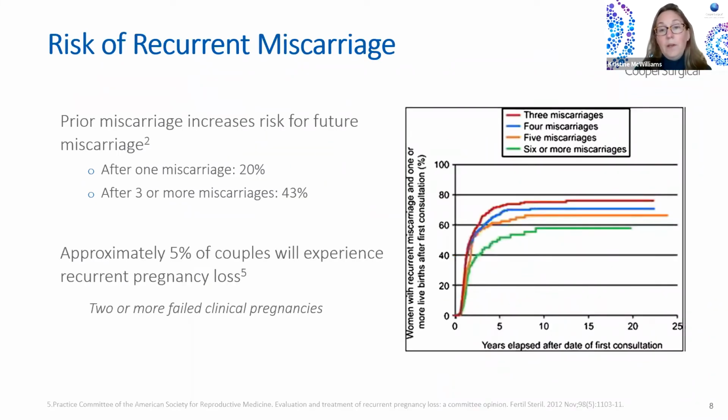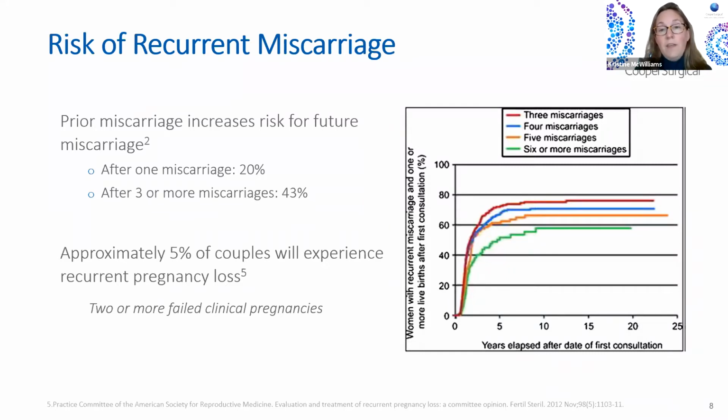Many women will experience more than one miscarriage in a lifetime. In fact, prior miscarriage does increase the risk for future miscarriage. After one miscarriage, it's about a 20% increase that there will be a second miscarriage, but after 3 or more, that increase goes up to 43%, quite dramatic. And approximately 5% of couples will actually experience recurrent pregnancy loss, defined by ASRM as 2 or more failed clinical pregnancies.